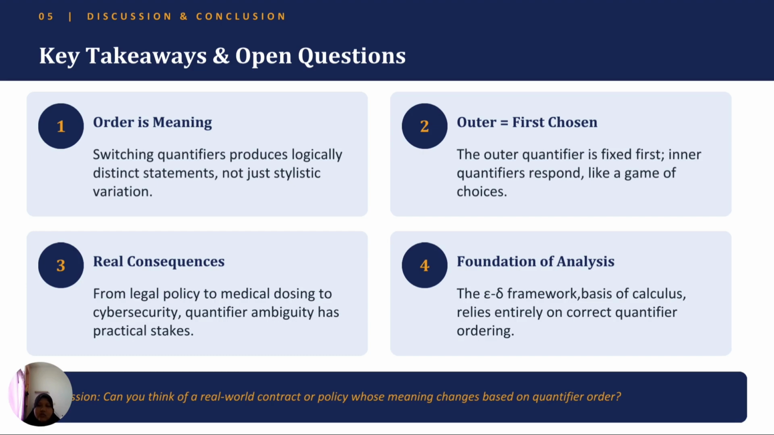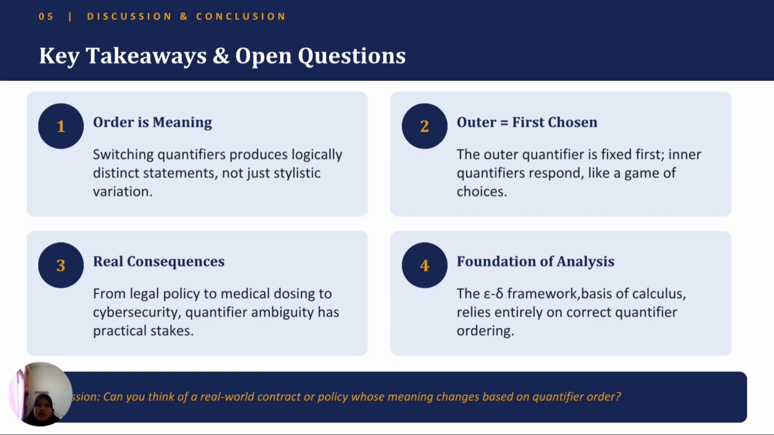Second, the outer quantifier is the one that is chosen first. The inner quantifier depends on the first choice. We can think of it like a game. The first player makes a decision. So changing the order changes the structure.